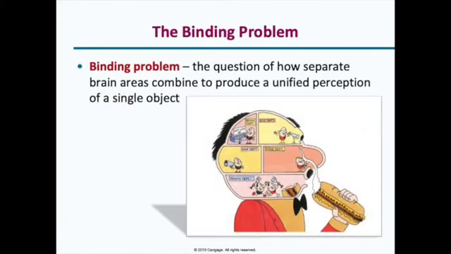Theoretically, it's a problem to understand how one area of the brain responsible for vision, another responsible for hearing, and yet another responsible for touch combine forces to yield a unified perception of an object. Binding different senses into one experience requires perceiving the various aspects as occurring in the same place at the same time. This problem is called the binding problem. It's the question of how separate brain areas combine to produce a unified perception of a single object.